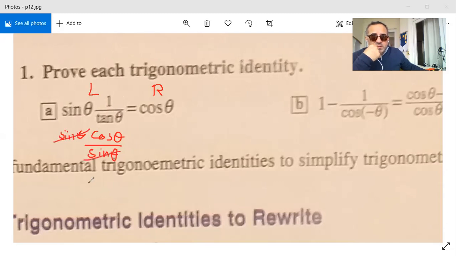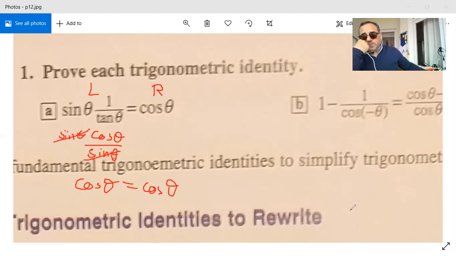What do you have remaining? Cosine theta. And cosine theta in left side is the same as right side. Very good. This is the proof of A.